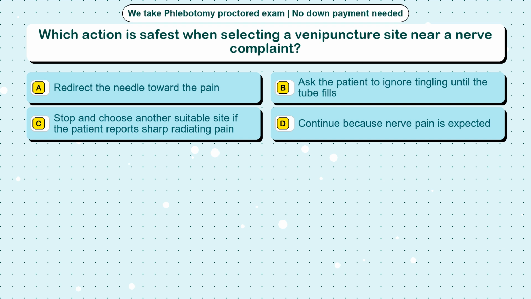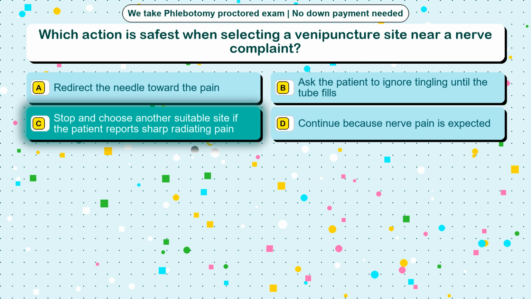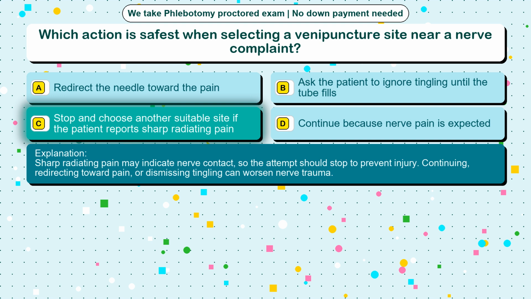Option C, stop and choose another suitable site if the patient reports sharp radiating pain. Option D, continue because nerve pain is expected. The correct answer is option C, stop and choose another suitable site if the patient reports sharp radiating pain. Sharp radiating pain may indicate nerve contact, so the attempt should stop to prevent injury. Continuing, redirecting toward pain, or dismissing tingling can worsen nerve trauma.